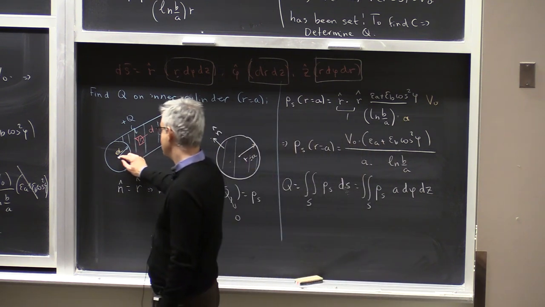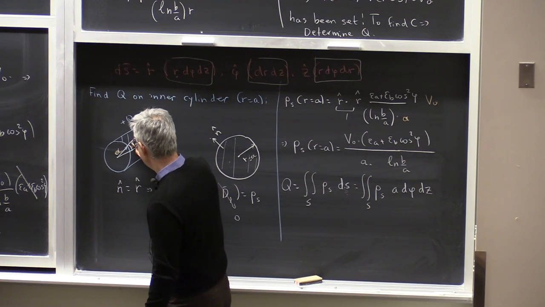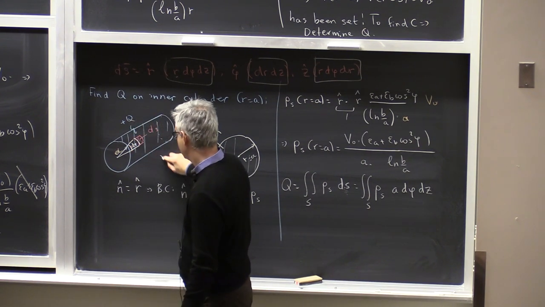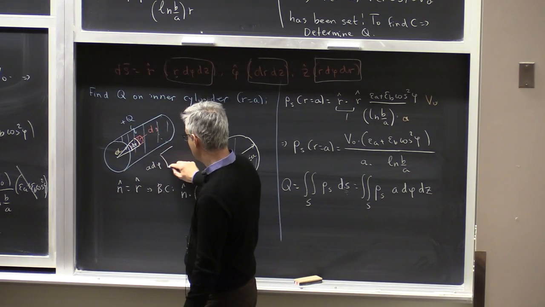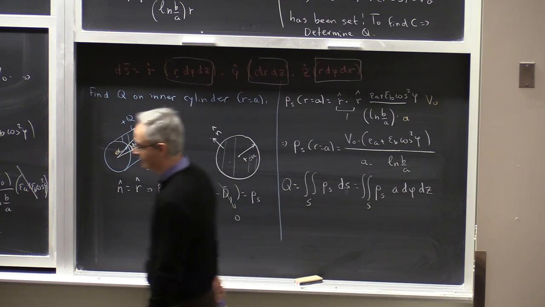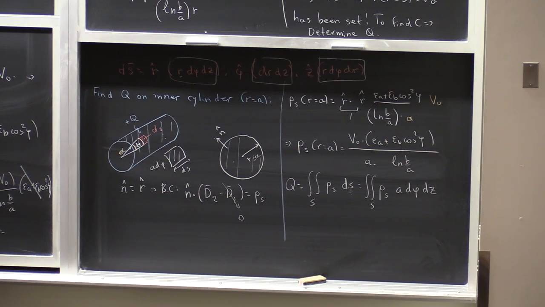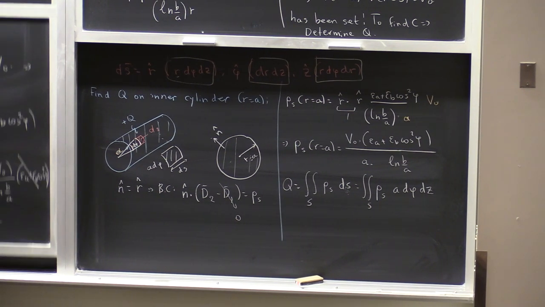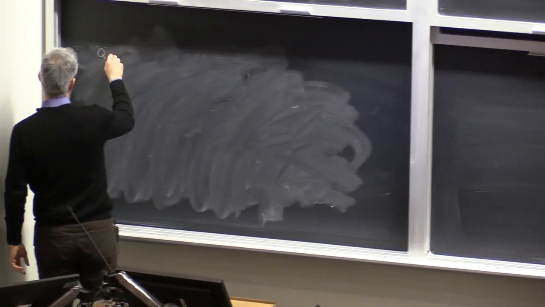So if you want to see this geometrically, from this patch, if this is d phi, this arc length here is a d phi. It's on the cylinder. And then I need to move also longitudinally by dz. So this is my area where I will find my dq, and then dq by dq I will add them up through the integration to find the total charge on the cylinder.